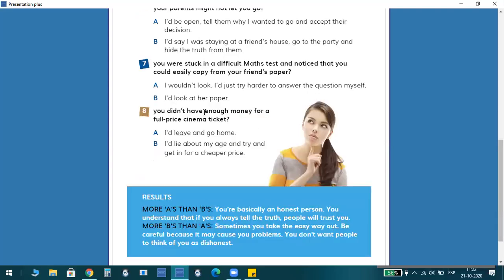And seven, you were stuck in a difficult math test, and you noticed that you could easily copy from a friend's paper. You wouldn't look, you would just try harder to get the question yourself, or you would look at the paper. And eight, if you didn't have enough money for a full price cinema ticket, you would leave and go home, or you would lie about the age and try to get the cheaper price. No way. What would you do, people?